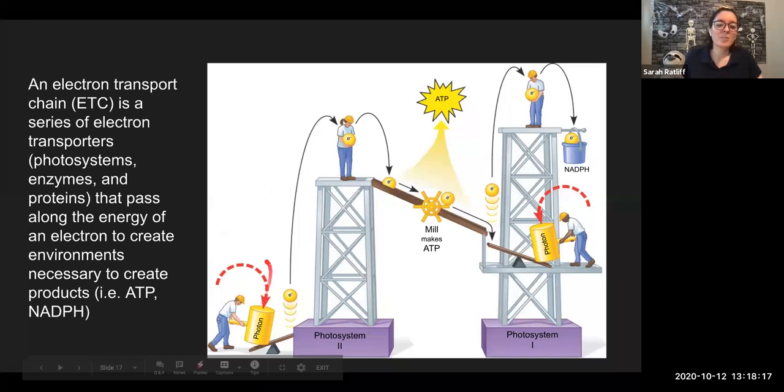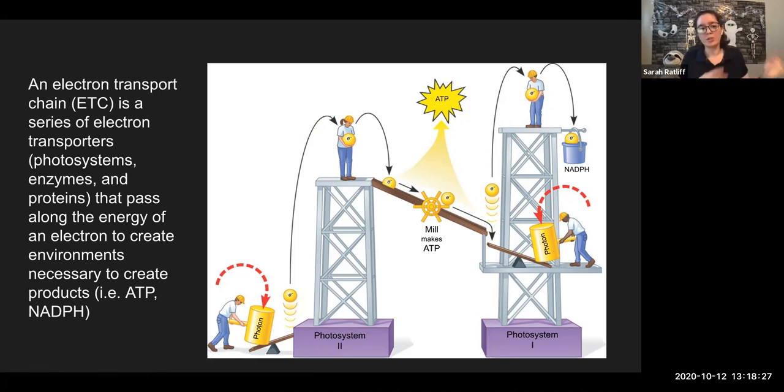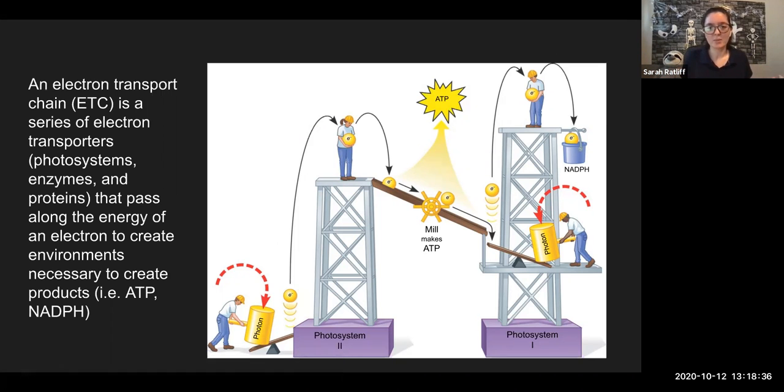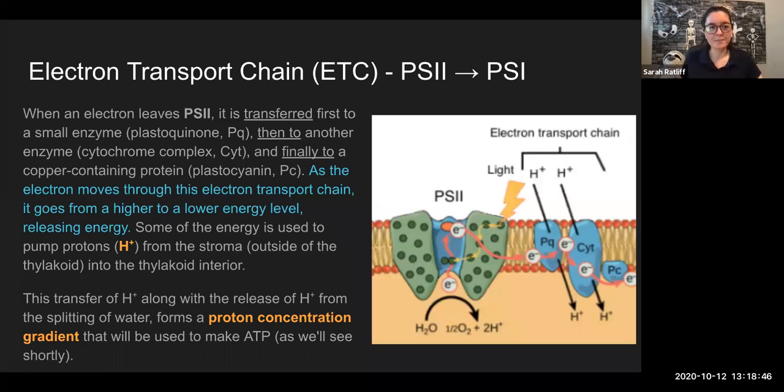So here at the bottom, we're going to start with a photon from light, and that sunlight is going to excite this electron, and the electron is going into photosystem 2. Photosystem 2 is going to push it down this electron transport chain to photosystem 1. It's going to create some NADPH after it receives some more sunlight. We're going to talk about why. And lastly, it'll create this ATP. So this electron is just moving through what's called a chain. And so here we go.